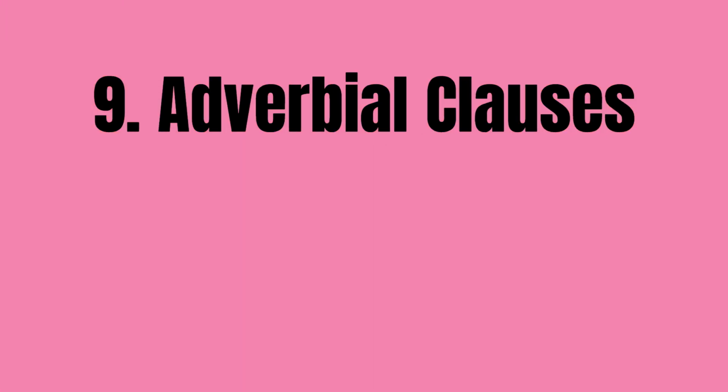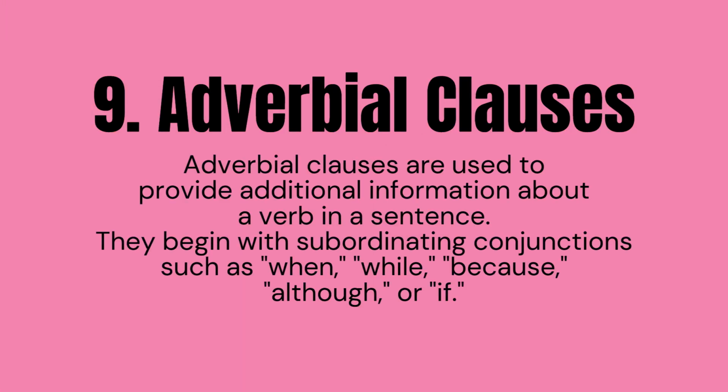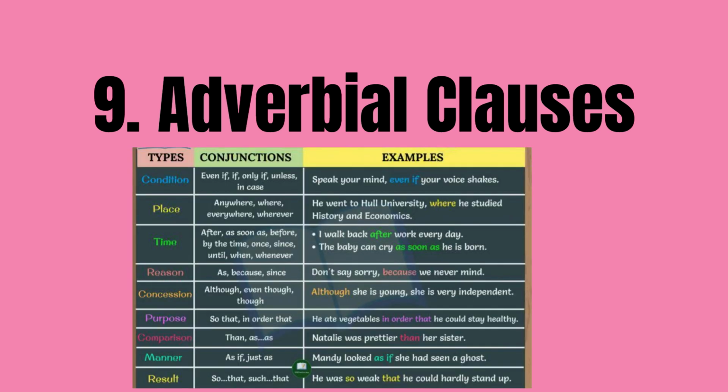Adverbial clauses. Adverbial clauses are used to provide additional information about a verb in a sentence. They begin with subordinating conjunctions such as when, while, because, although, or if. For example, I will go to the store after I finish my homework uses an adverbial clause. Adverbial clauses can add complexity and depth to your writing, but it is important to use them correctly to avoid confusion.